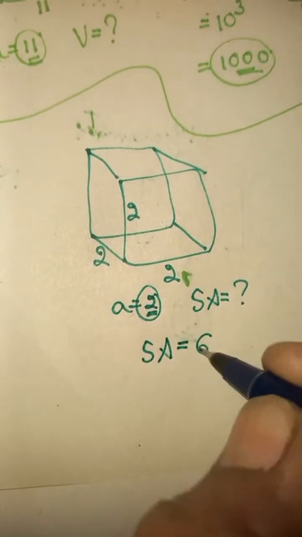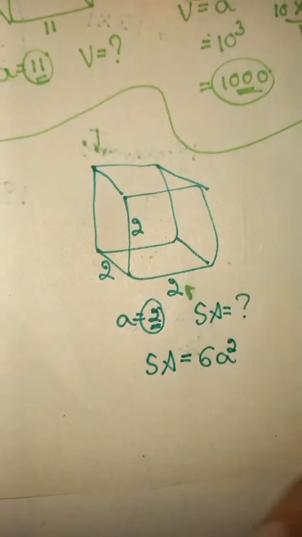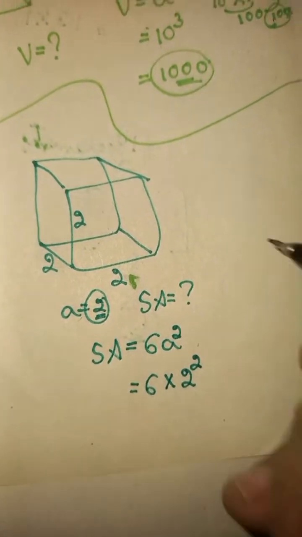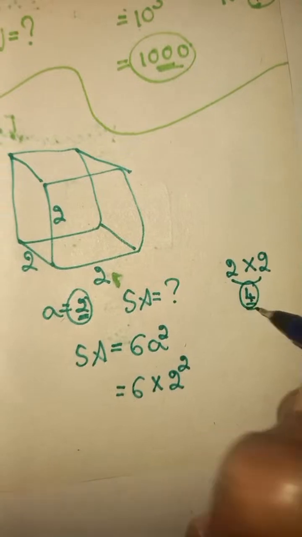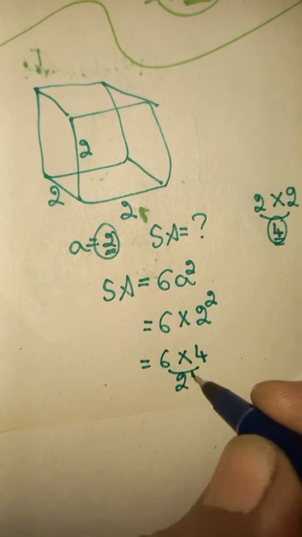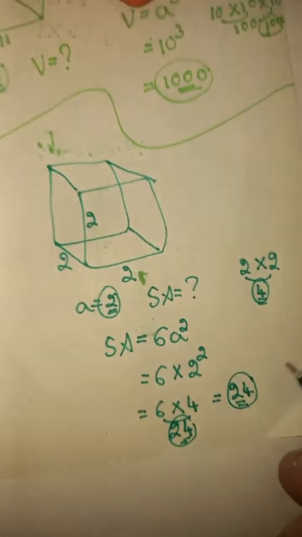Surface area is 6a square. A square means the edge length square. It becomes 6 times 2 square. 2 square means 2 times 2, which becomes 4. So it is 6 times 4. 6 times 4 is 24. So this is going to become 24 square units.